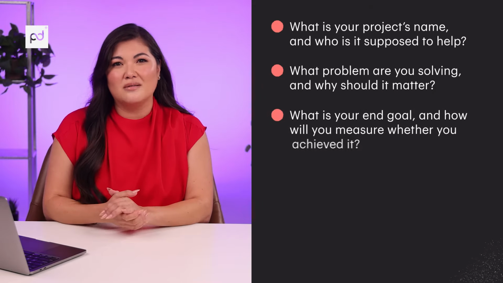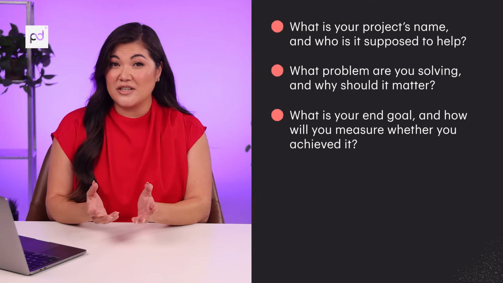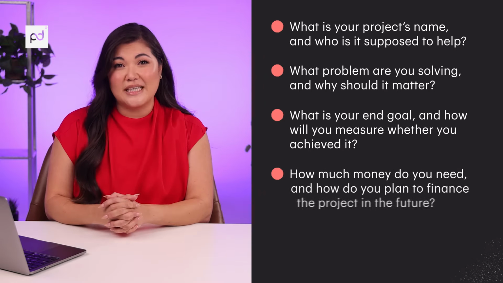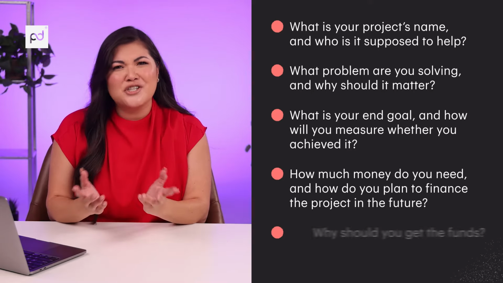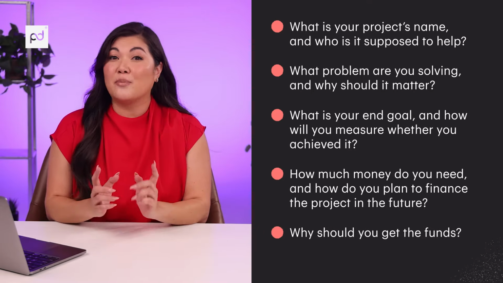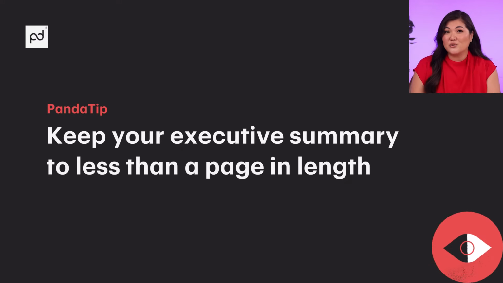What is your end goal, and how will you measure whether you achieved it? How much money do you need, and how do you plan to finance the project in the future? Why should you get these funds? Our Panda tip here is not to go too crazy with the details. Keep your executive summary to less than a page in length.